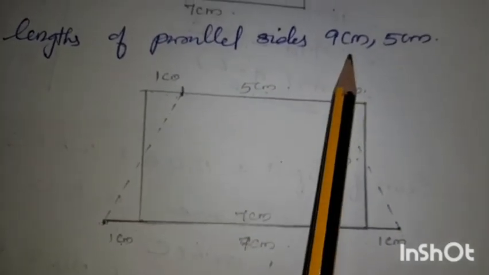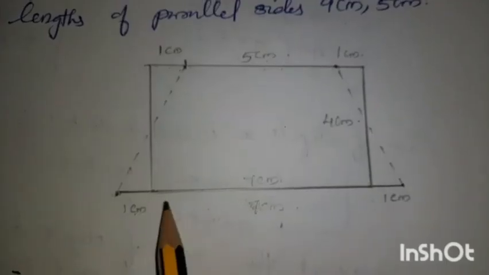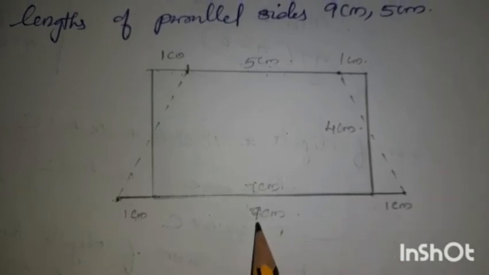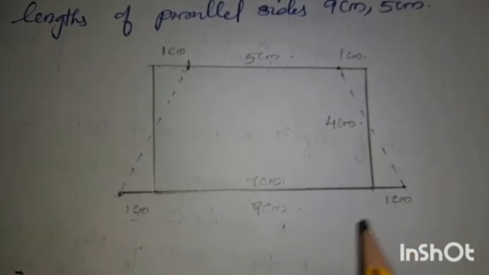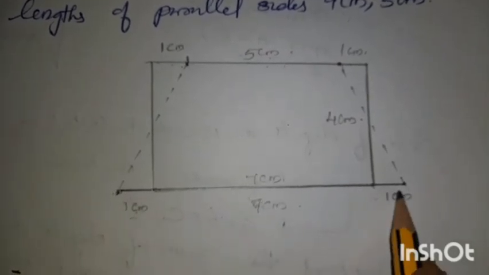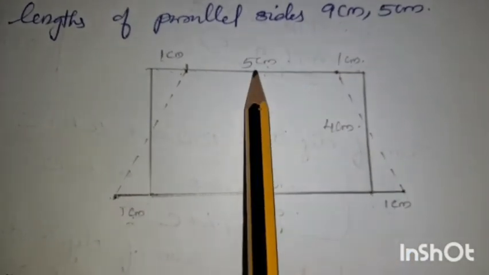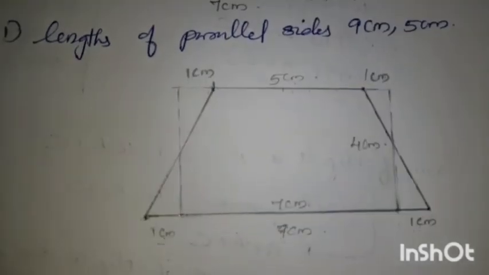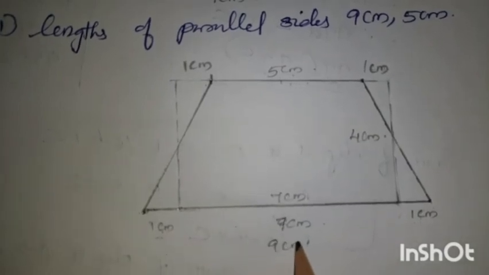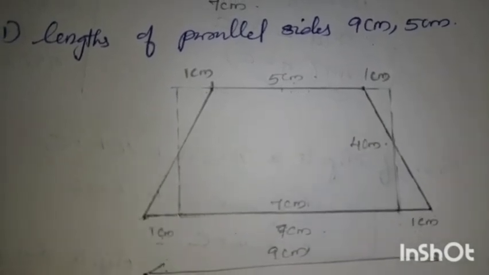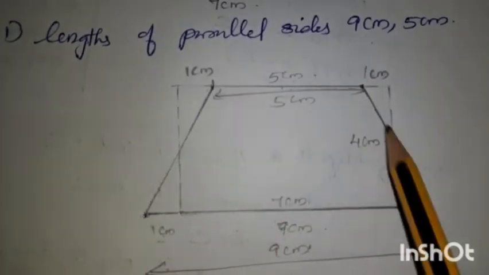with parallel sides 9 cm and 5 cm. So the length of the rectangle is 7. Then 2 cm we are adding on both sides. So 1 plus 7 plus 1 we are getting 9 cm in total on the bottom side. By reducing 2 cm we will get 5 cm on the top. So this is the first question's answer. Bottom length of 9 centimeter in total, and the top end 5 centimeter. You are getting an isosceles trapezium.